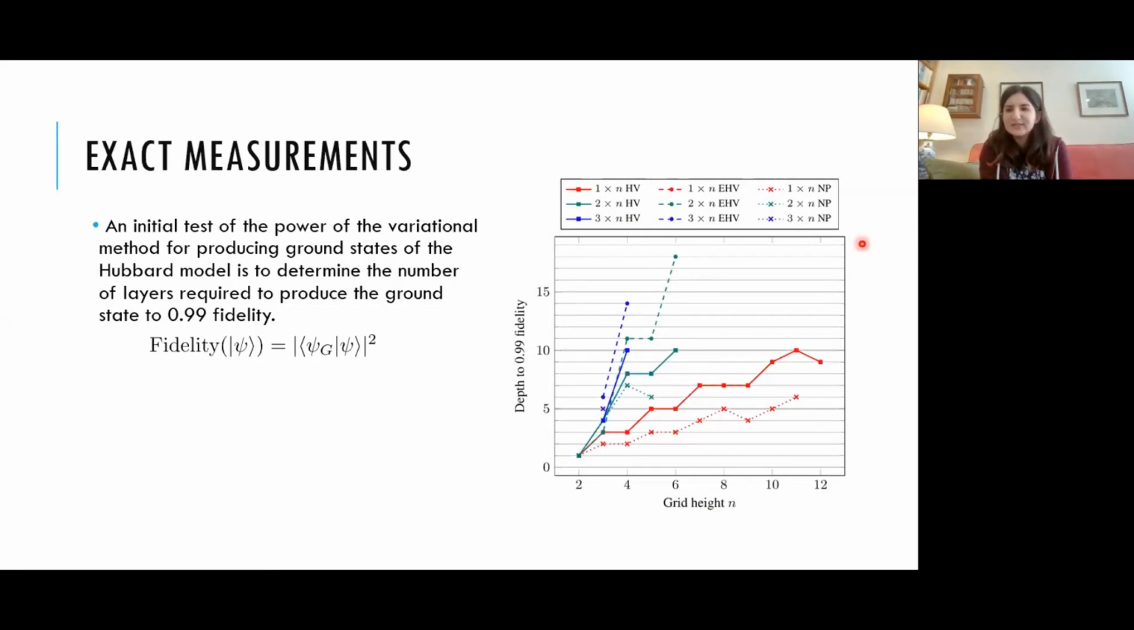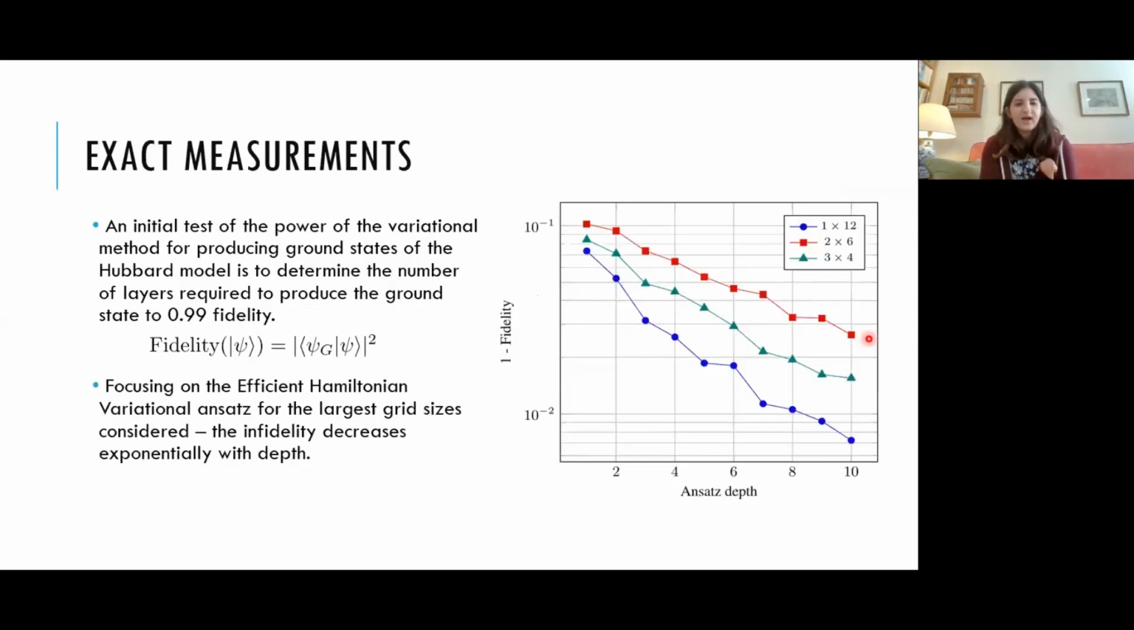Just to draw your eyes to some interesting things: the number preserving ansatz consistently performs better than the Hamiltonian Variational and efficient Hamiltonian Variational. It requires less depth to get to 99% fidelity. But this is at a cost that you can't really see in this graph. It takes longer to run because you have more parameters.